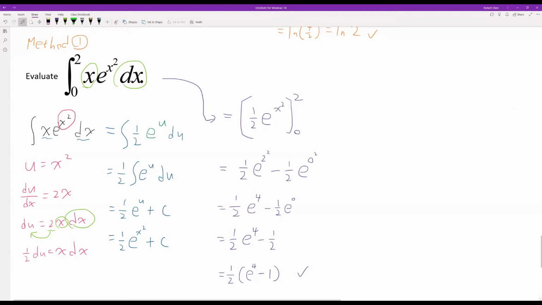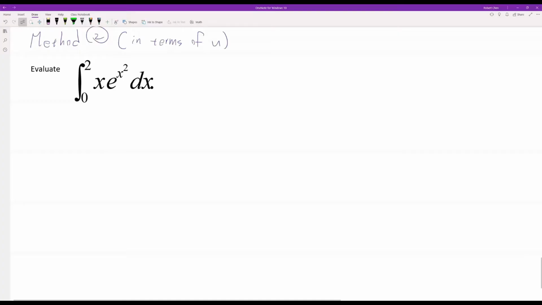So let's take a look at the second method. The second method is now going to be in terms of u, right? So we're just going to work with the integral here. And again, let's start with the u sub. u is x squared, du dx is 2x, and then du is 2x dx, right? So very similar to method 1 so far. Divide the 2 over, so 1/2 du is x dx. That takes care of the x dx in here.